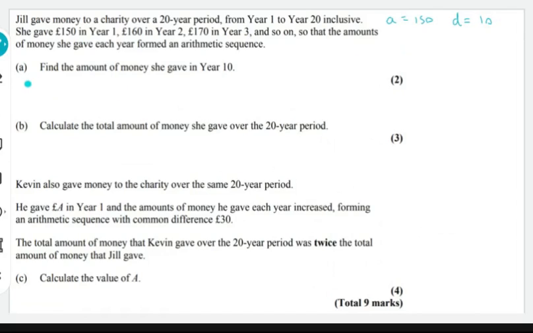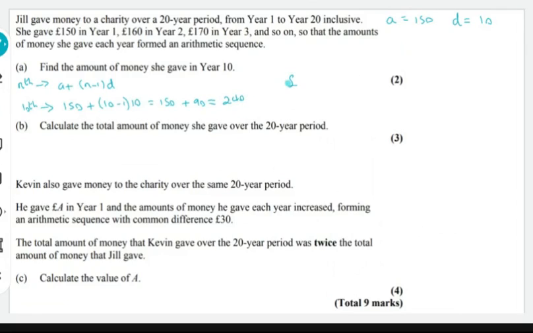And in this question, we're working out the nth term. So the formula for the nth term is a plus (n minus 1)d. And in particular, in the 10th year, that's going to be A, which is 150, plus (10 minus 1) times d. So that's going to be equal to 150 plus 90, which is equal to 240.